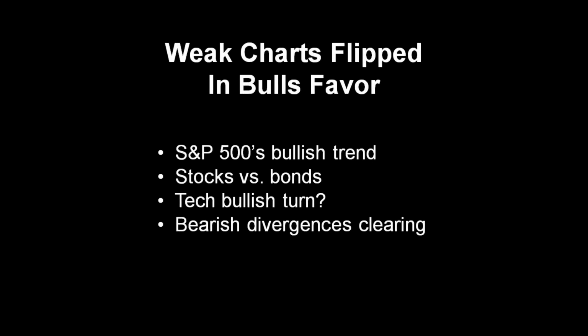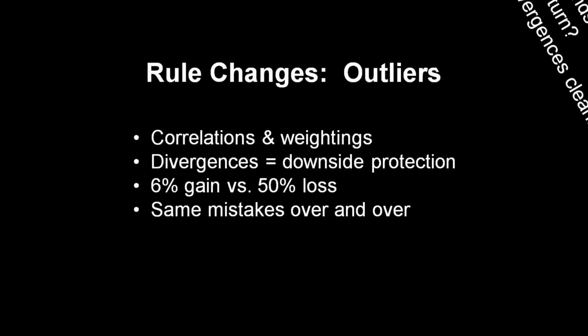In this video, we'll look at the S&P 500's bullish trend and a simple way to stay with that trend during 2013 thus far. We'll look at numerous risk-on versus risk-off charts in terms of the short-term resolution favoring the bulls. Technology stocks are clearly trying to make a bullish turn, and we'll show that on 2 charts. And the bearish divergences that have been in place since late January seem to be clearing in the bulls' favor.